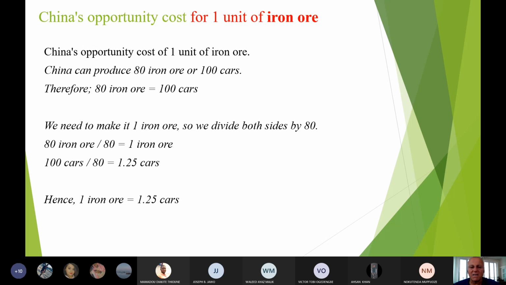We need to make it 1 iron ore, so we divide both sides by 80. Therefore, we want to calculate the 1 to 1 for being able to calculate the opportunity cost. We are dividing 80 iron ore by 80, and it becomes 1 iron ore for, let's say, 1 hour, and 100 cars will be divided by the 80 iron ore for being able to understand this replacement, this opportunity cost advantage. Then you have here, as you are observing, 1.25 cars, which is more. Then 1 iron ore becomes 1.25 cars.